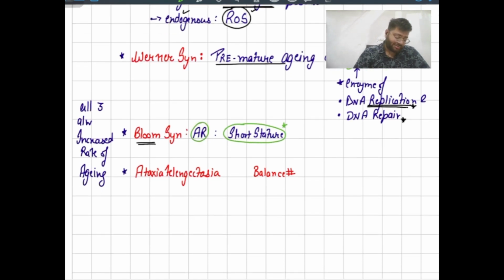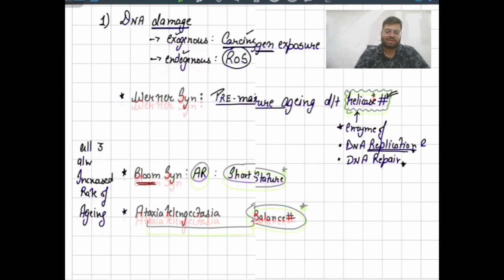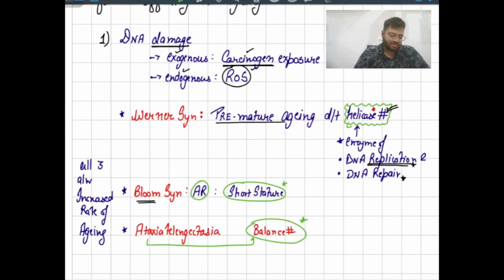The next is ataxia telangiectasia. Ataxia means loss of balance, so you will get the hint here. Ataxia telangiectasia is also due to a DNA replication enzyme or DNA repair enzyme defect. All three causes are associated with early cell death or early cell aging.